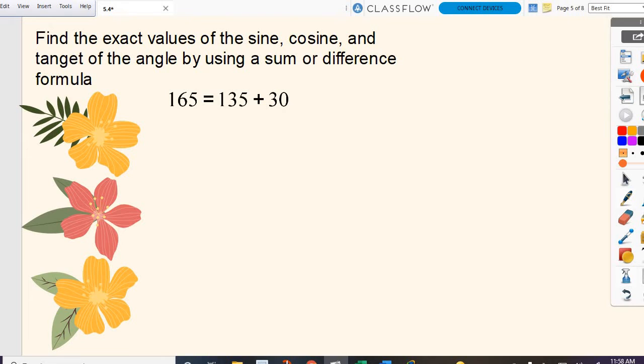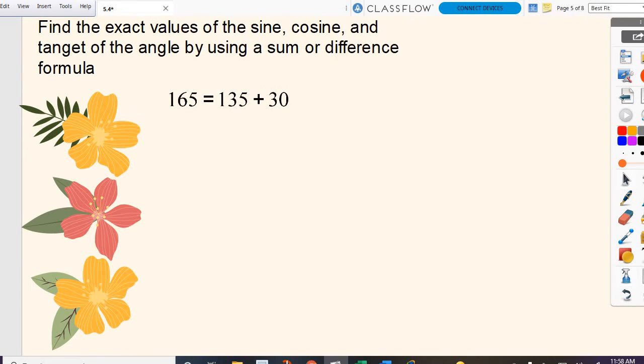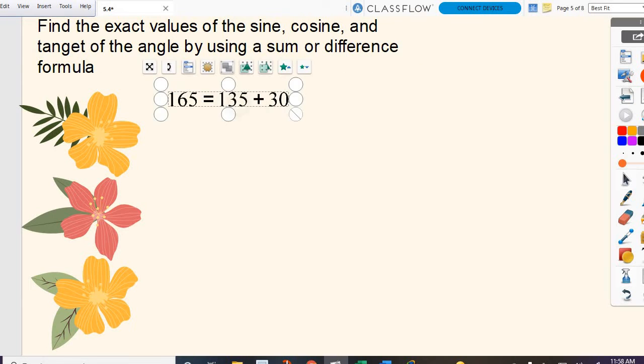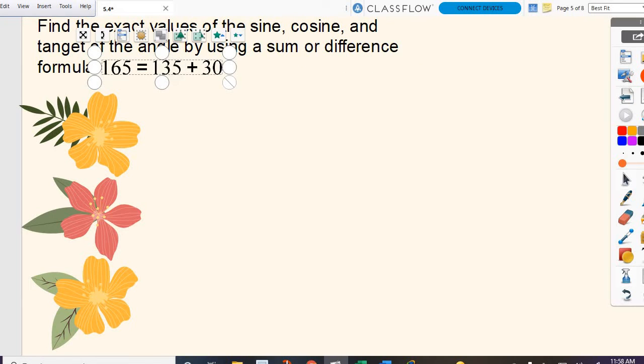So let's look at another one. On this one, I want you to find sine and cosine on your own, and then check with your group, and then we'll do the tangent one all together.